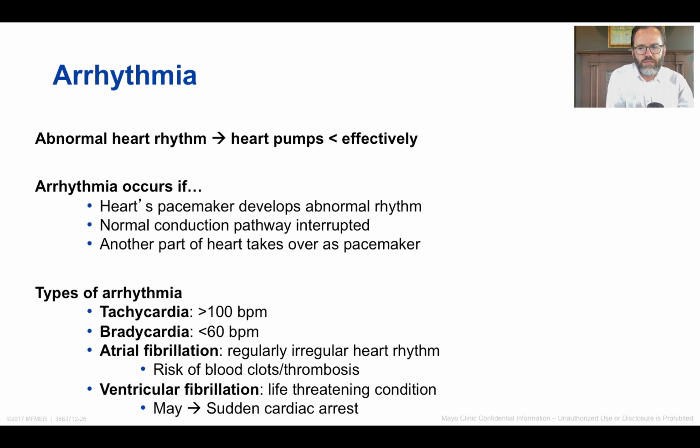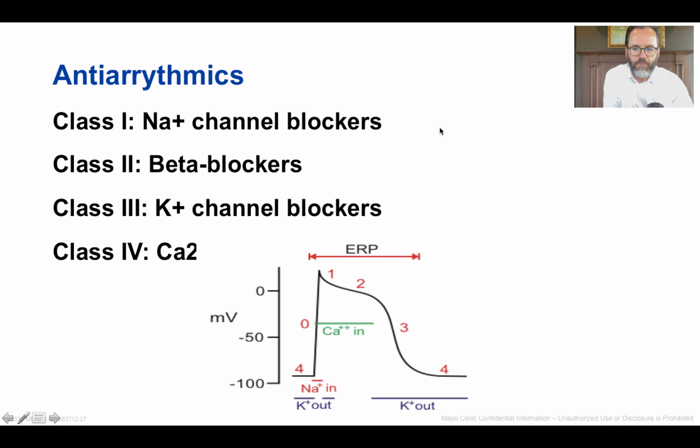And the types of arrhythmias here are predominantly tachycardia, bradycardia, atrial fibrillation, and ventricular fibrillation. We've discussed all these before, but clinically, tachycardia is a heart rate greater than 100, bradycardia being less than 60 while at rest, of course. Atrial fibrillation is a very irregular heart rhythm in the atria, which puts patients at very high risk of blood clots and thrombosis. And ventricular fibrillation is a tremendous life-threatening condition because you're not going to have the effect of pumping of blood out of the left ventricle.